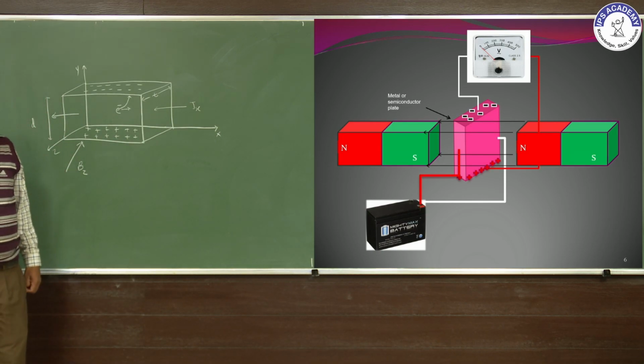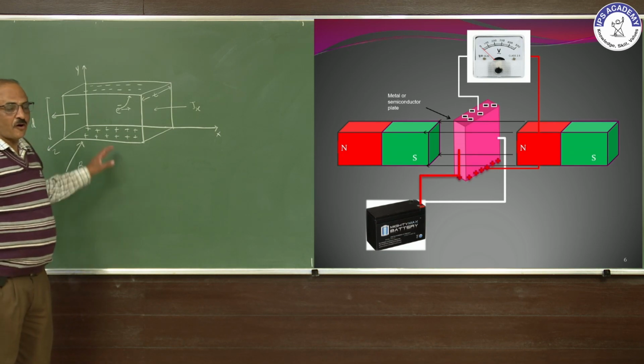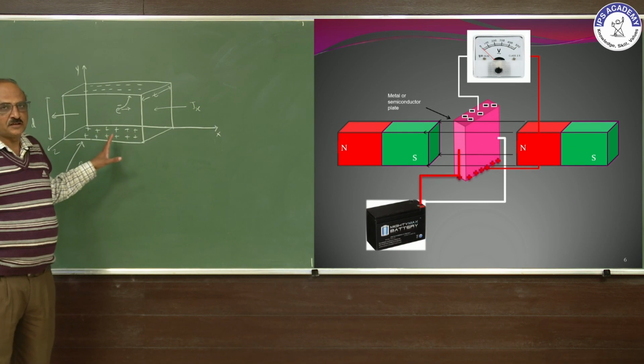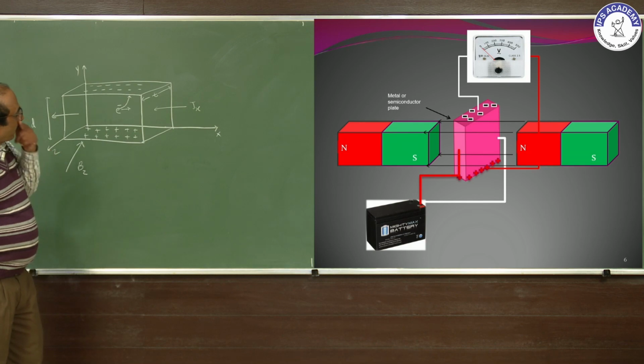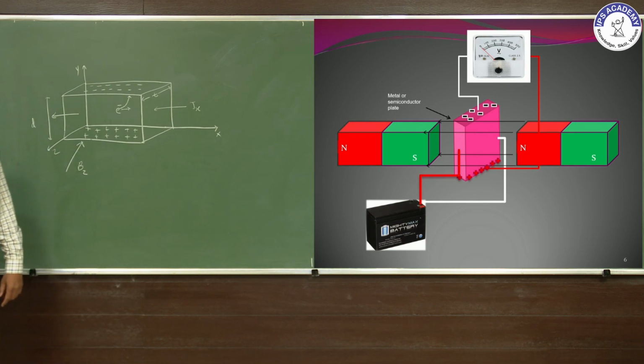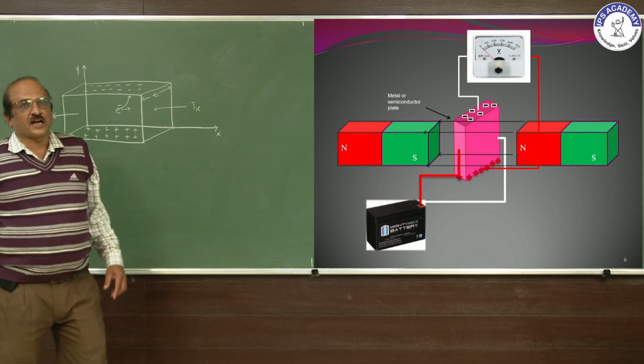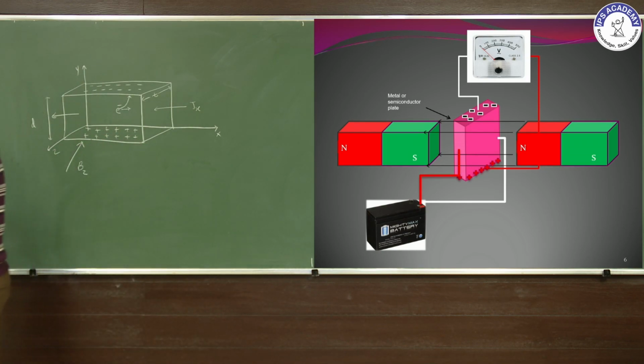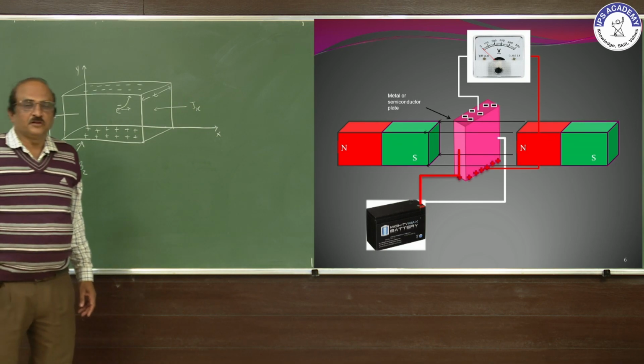So we can derive the Hall coefficient, and on the basis of the Hall coefficient we can estimate the type of semiconductor, whether it is an N-type or P-type semiconductor, and the charge carrier density, the charge carrier concentration. These are the properties we can estimate from this. So, next slide.